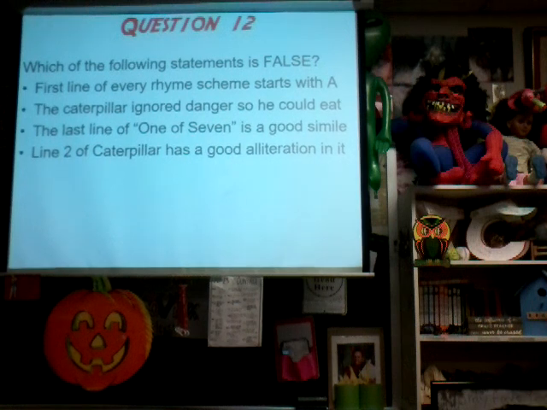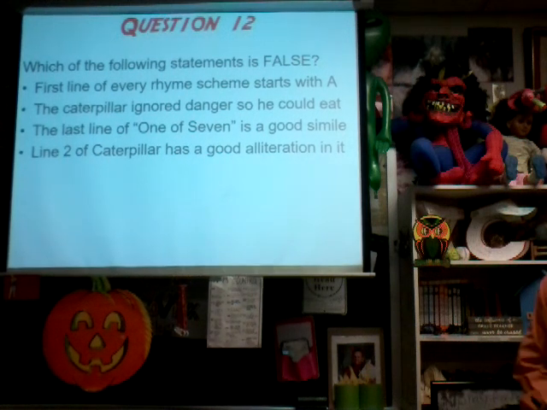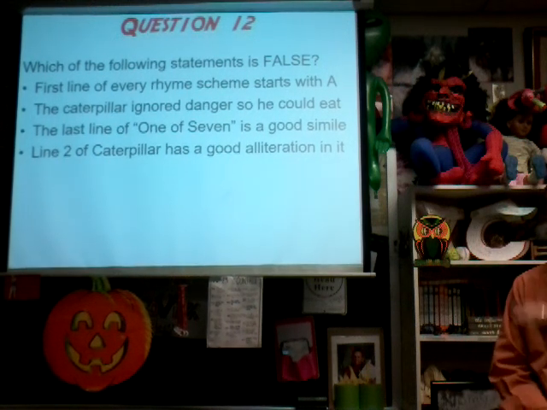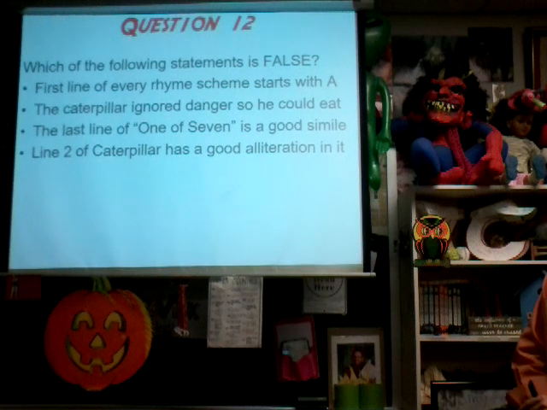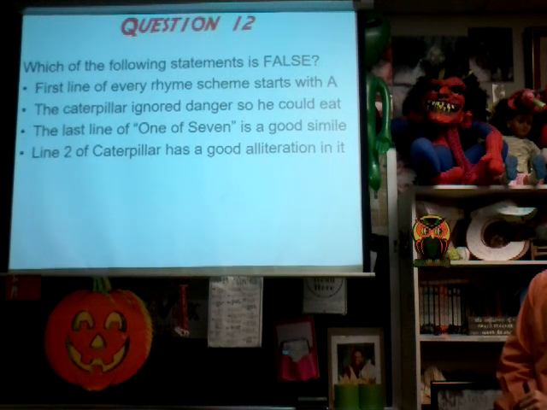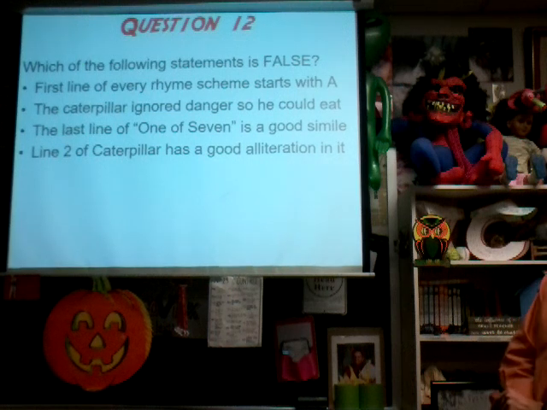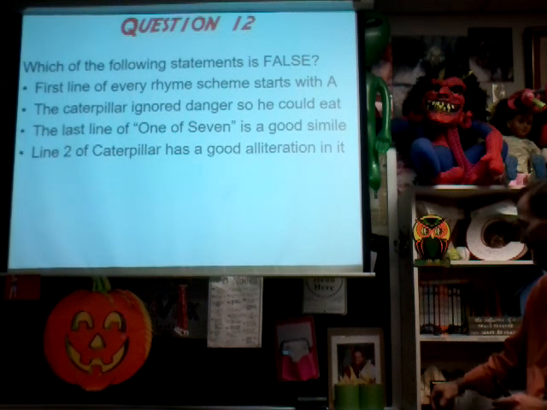Last question. Which of the following statements is false? And this just goes back to your overall understanding and thinking through. First line of every rhyme scheme starts with A. The caterpillar ignored danger so he could eat. The last line of 1 of 7 is a good simile. Or line 2 of caterpillar has good alliteration in it.